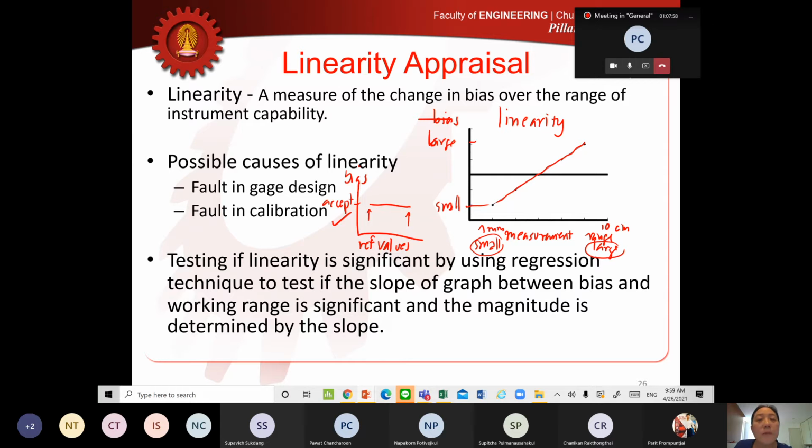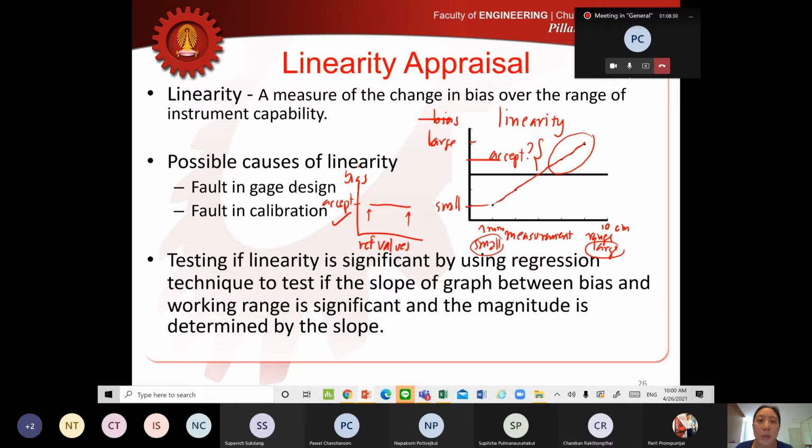Okay, but if the bias has a linear relationship with the measurement values, you have to be concerned about whether the amount of bias at the large value, for example, a large value in this range, is acceptable or not, because it's large, right? You may be suspicious about that.